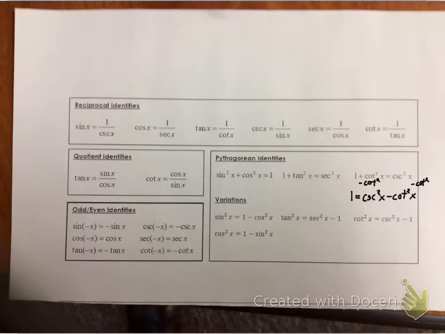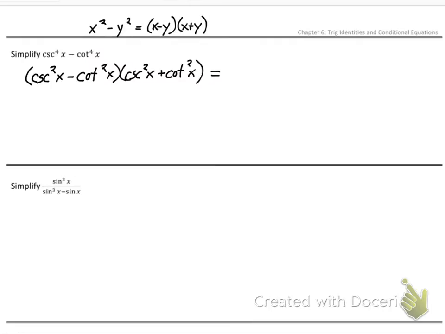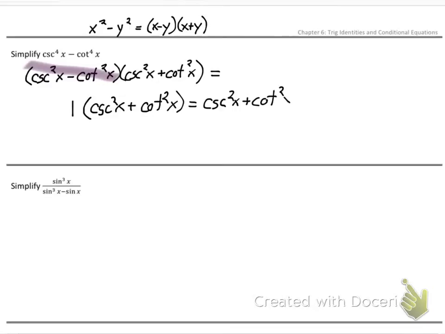They'll make your life a lot easier. So I look for the cosecant squared minus cotangent squared. That is that guy, so that guy's just going to turn to 1, right? So we really have 1 times cosecant squared x plus cotangent squared x. And so that just equals cosecant squared x plus cotangent squared x. And in fact, we're done.